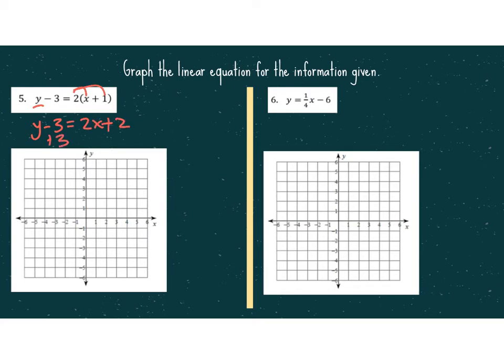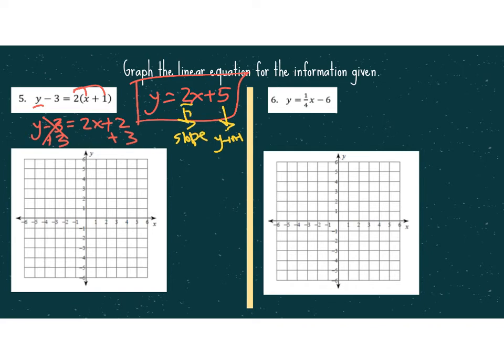And then I'm going to go ahead and add 3 to both sides. That's going to make those go away. So I end up with y equals 2x plus 5. There's my equation. Here's my y-intercept. Here's my slope. So again, slope is 2 over 1 if I'm thinking rise over run.